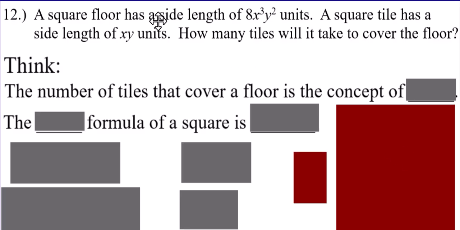A square floor has a side length of this lovely thing, units, 8x to the third, y to the second. A square tile has a side length of x times y, units. How many tiles will it take to cover the floor?